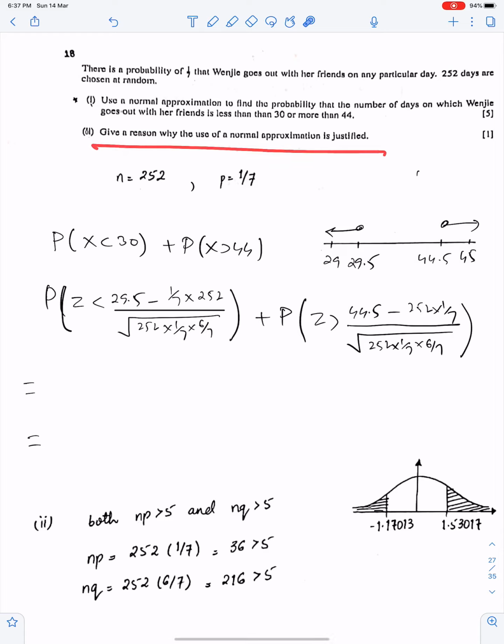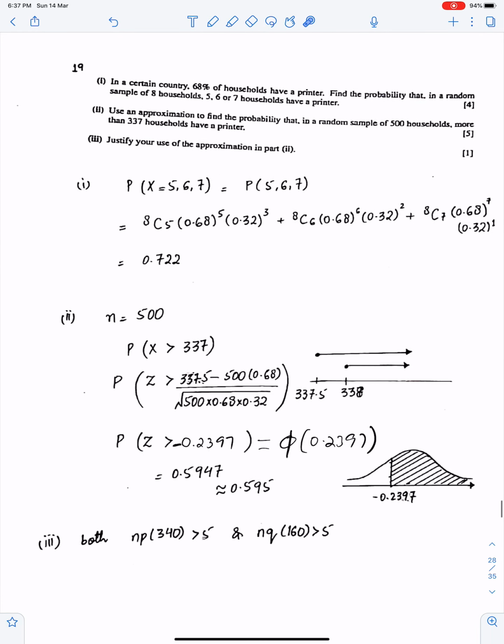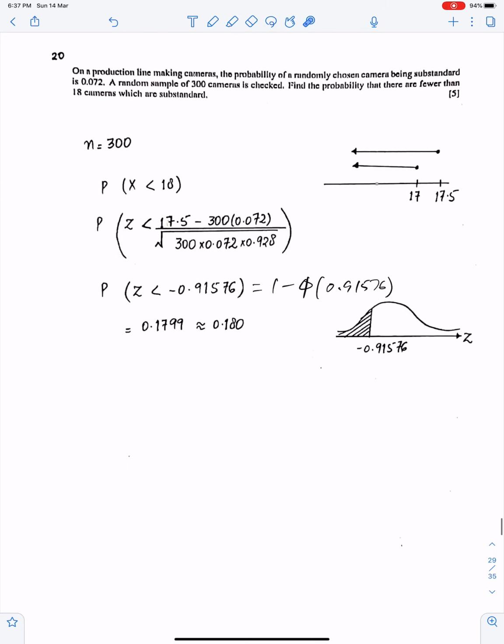Justification, because NP and NQ both are greater than 5. This is NP, this is NQ. When both are greater than 5, then we always use approximation. This question is simple, so I'm leaving this. Again, a simple question. 18, write 17, take the upper bound and solve this.